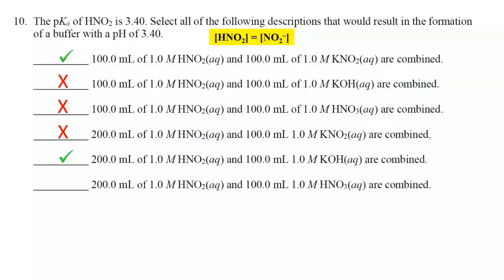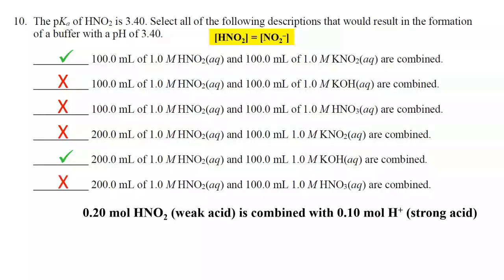And then in our last description in question 10, if you combine a weak acid, HNO2, with a strong acid, HNO3, that would not result in the buffer solution that we're looking for. So hopefully all of those descriptions and my analysis of those make sense. Question 11 is similar to question 10. We just have a different buffer system to analyze.